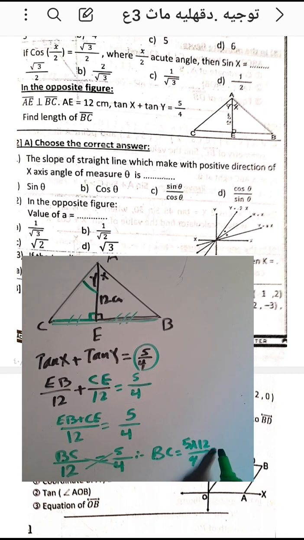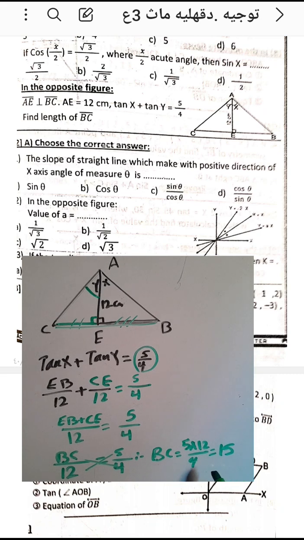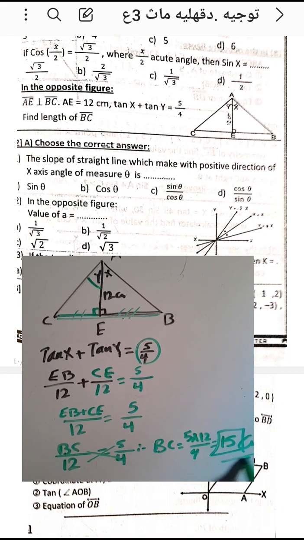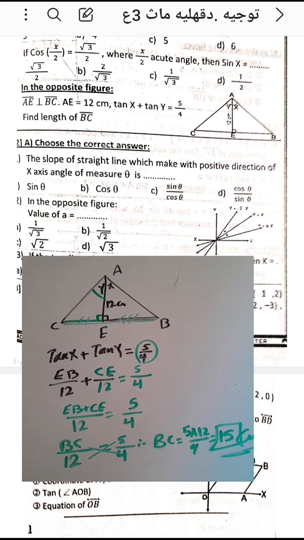It will be 15 length unit. Okay, the result will be 15 centimeter. The result will be here 15 centimeter. About this question right here, 15 centimeter.